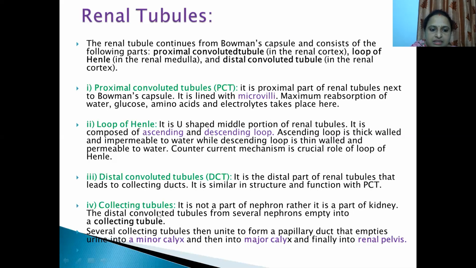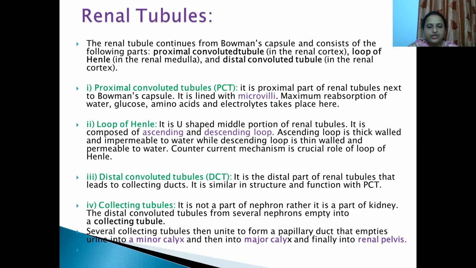And next one is the collecting tubule. It is not part of the nephron, rather it's a part of the kidney. Distal tubules from several nephrons empty into a collecting tubule. So all the DCTs of some of the nephrons combine together and form a tube called the collecting tubule. That collecting tubule collects the urine from several nephrons.